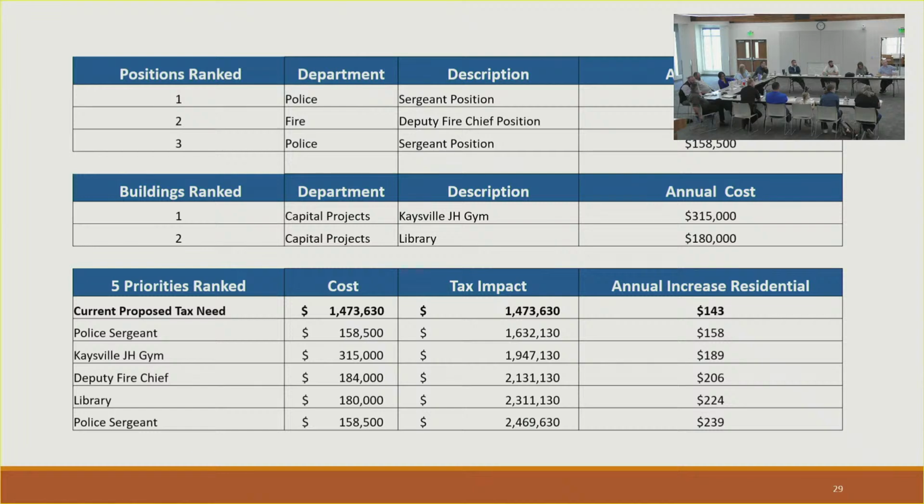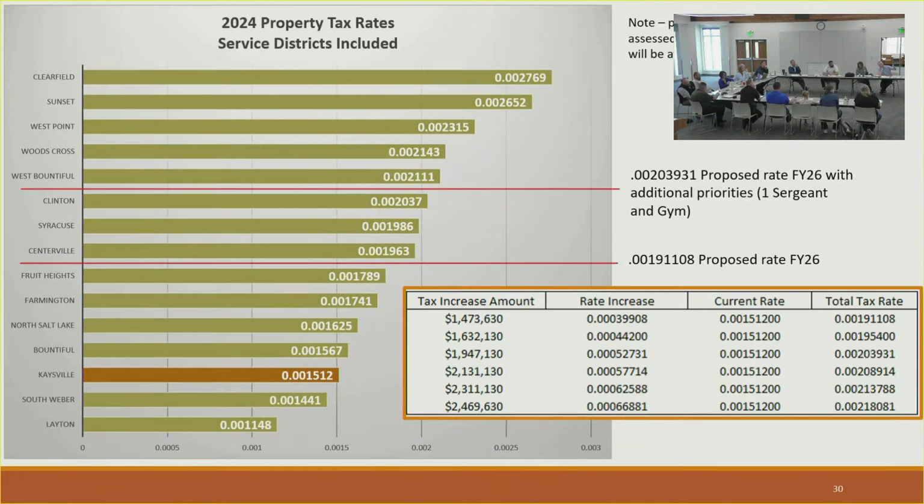But I'm saying, personally, I'd say that sergeant position is really important. The gym is really important. After that, they're all important. You can argue. But if you move to the next slide, if we did just the extra sergeant, one sergeant, and the gymnasium, that's what would happen to the tax rate to be able to fund that.